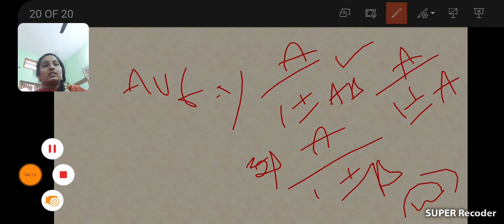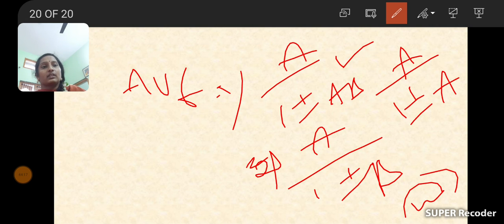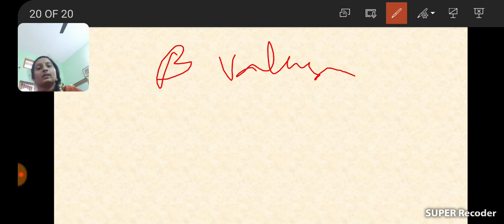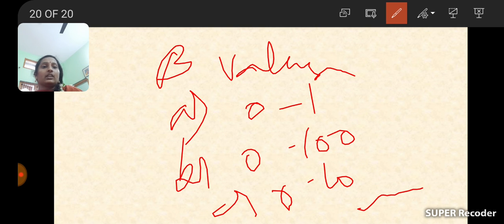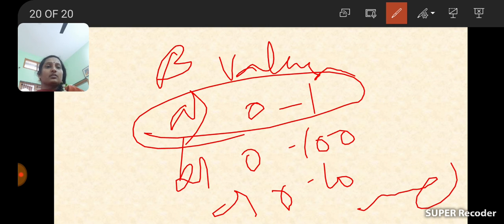Okay. So these are the questions that came in our competitive exam. And already I told you one more important question. The beta value in feedback amplifier lies in between: A, 0 to 1, B, 0 to 100, or C, 0 to 10, none of the above. What is our answer? 0 to 1. These are the multiple choice questions.